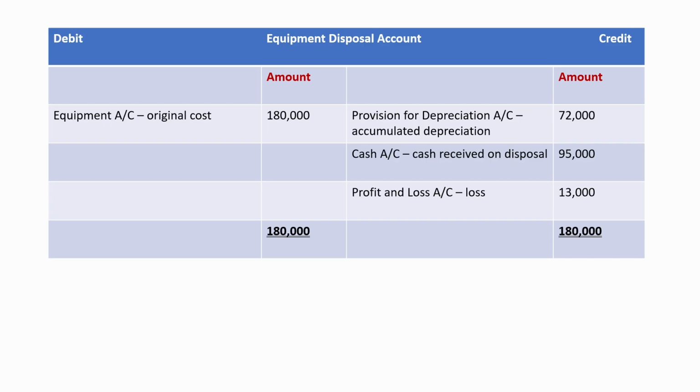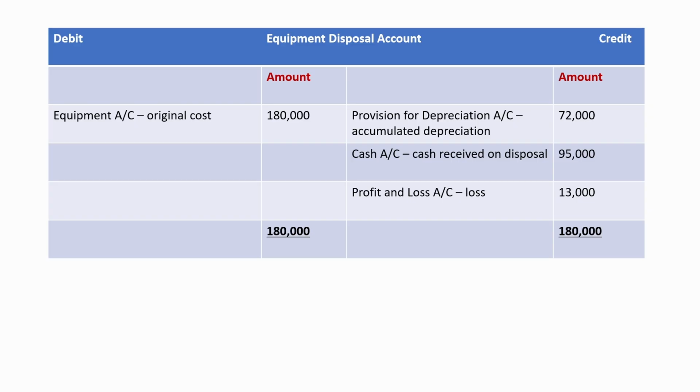So it is only for equipment A, because A is the one that was disposed. So let us start with the debit side. The debit side, remember in the equipment account, on the credit side, we recorded 180,000 in the year 2024. So that is the same figure as what we have here. And we have written here equipment account. Reason being, the other amount was credited in the equipment account. It must be the original cost of the asset, 180,000. That is how much A was purchased for.